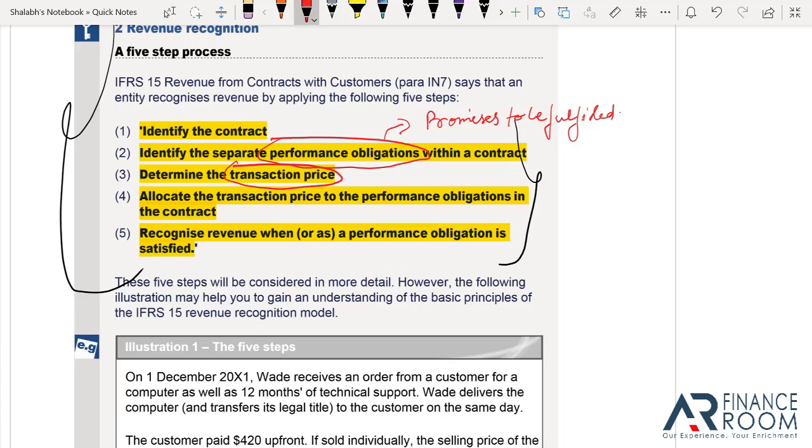Now, once you know the transaction price, see, read the 4th point. Allocate the transaction price to the performance obligations. See, here the word uses performance obligations. All right, let me give you an example.